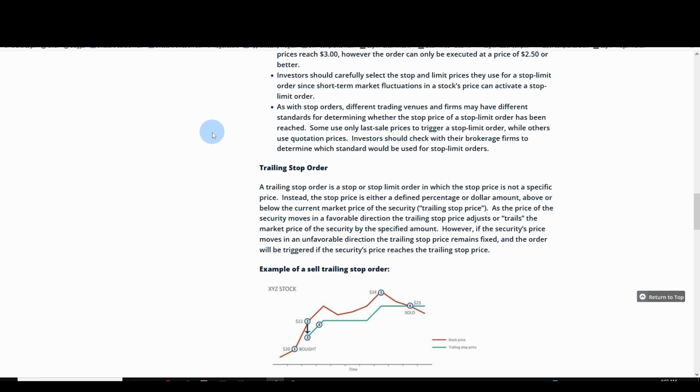Some use only last sales price to trigger a stop limit order, while others use quotation prices. Investors should check with their brokerage firms to determine which standard would be used for stop limit orders.